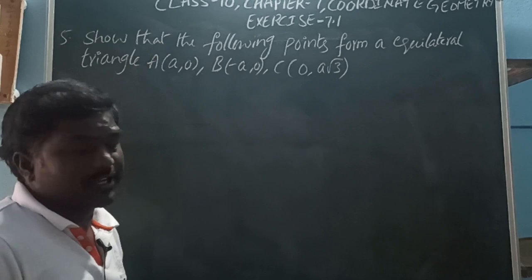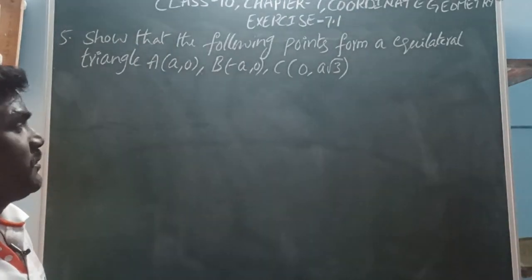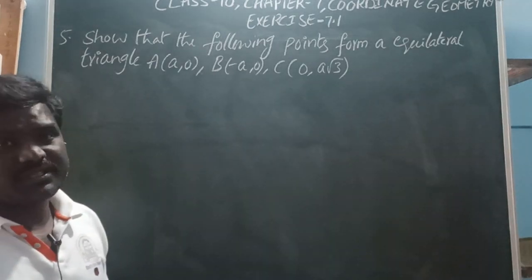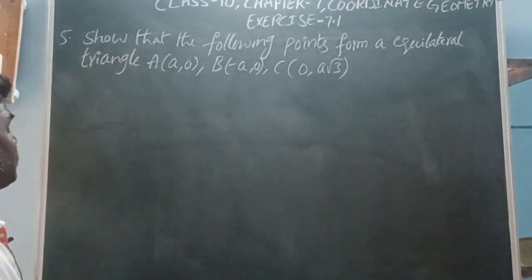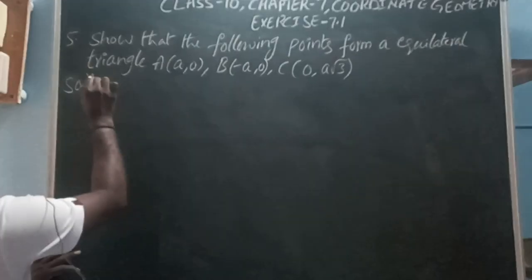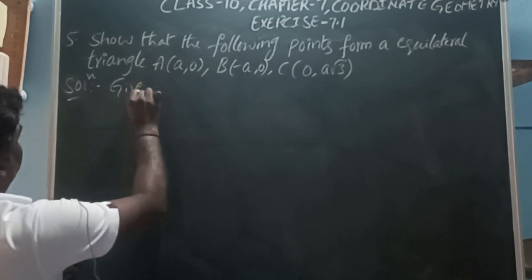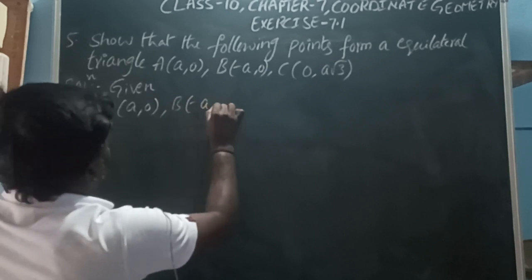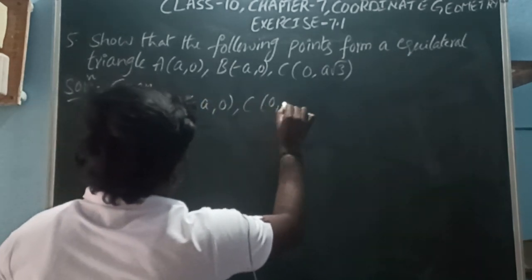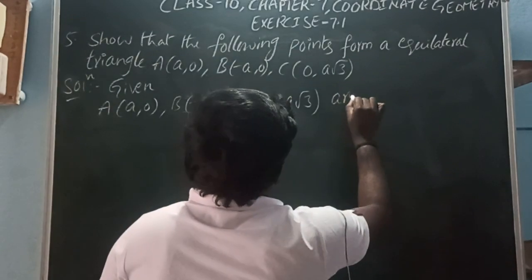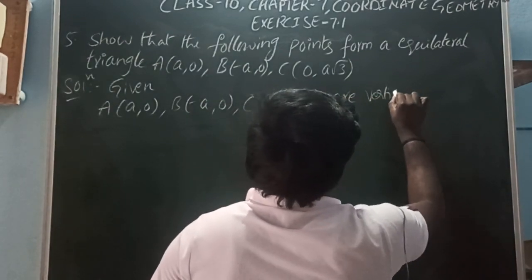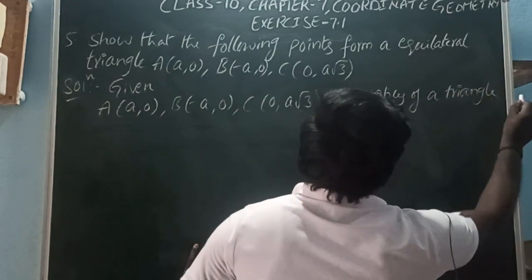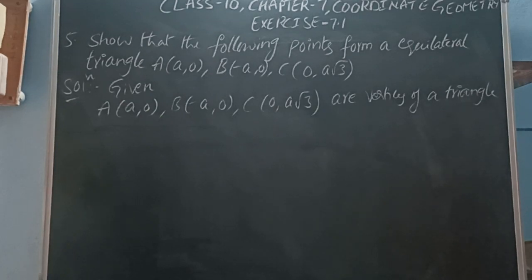Next, question number 5. Show that the following points form an equilateral triangle: A (a, 0), B (-a, 0), C (0, a root 3). So here given A (a, 0), B (-a, 0), C (0, a root 3) are vertices of a triangle. Here what they are asking is to show that the points form an equilateral triangle.